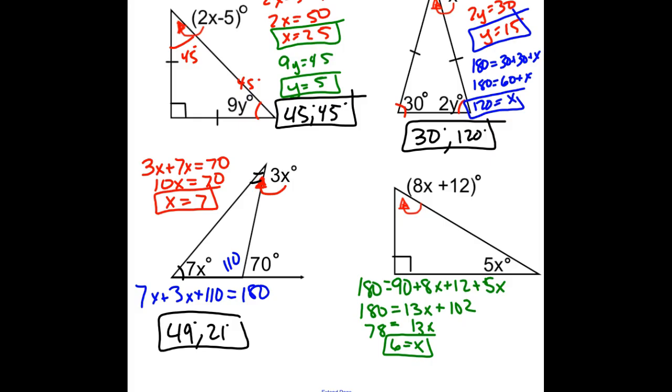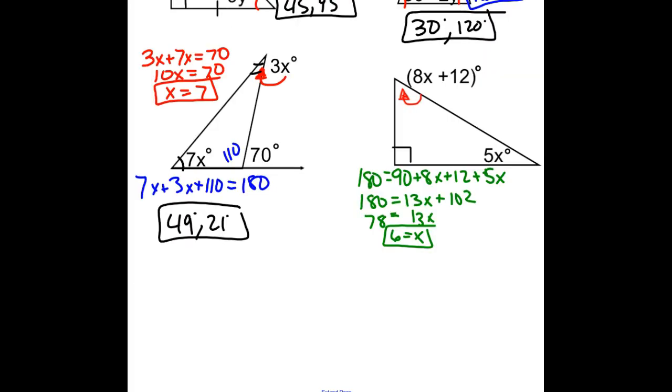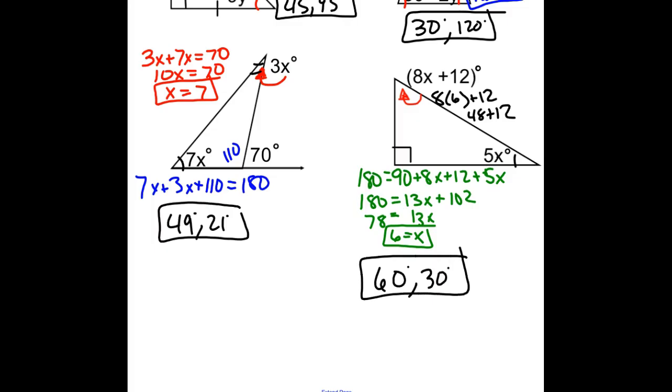Go over to this next one, just plug that 6 back in for x. Plug it up here on the top. I go 8 times 6 plus 12. That's 48 plus 12. That's 60. And down here on the right, 5 times 6 is 30 degrees. Don't forget to actually make sure you answer the question fully. Always look back when you finish to make sure that you've answered every detail.